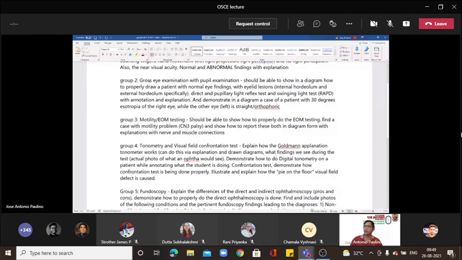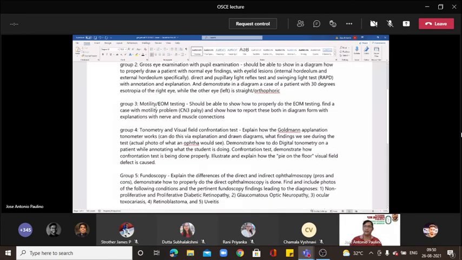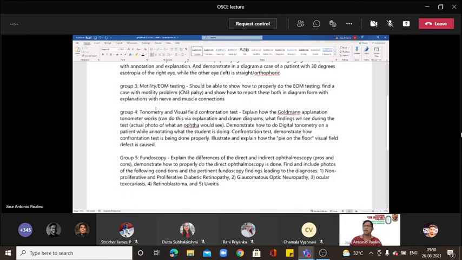Group 2 is a gross examination with the pupil exam, with direct and indirect pupillary light reflexes, RAPD, and demonstrate a diagram of a case of a patient with 30 degrees esotropia of the right eye with an orthophoric left eye. For group 3, it's a motility examination with a case of cranial nerve 3 palsy. Show both diagrams and explanations with the nerve and muscle connections.